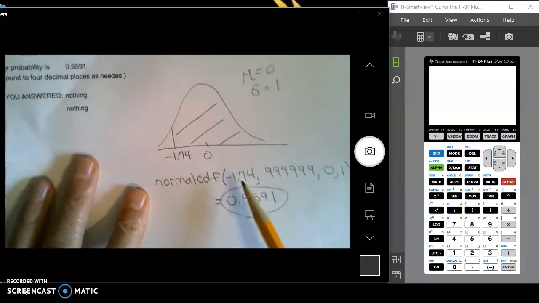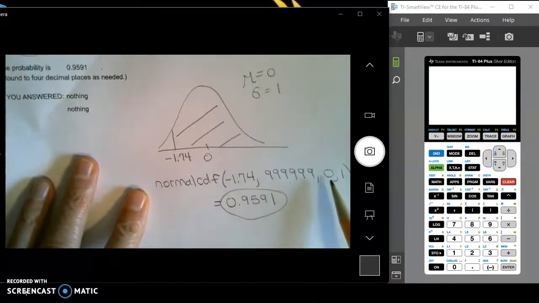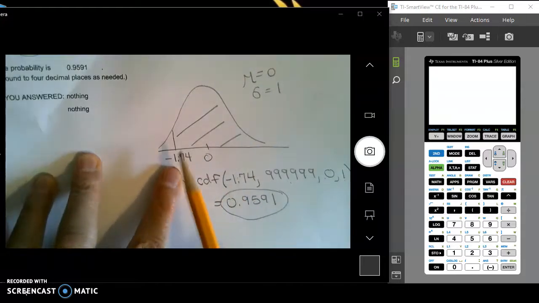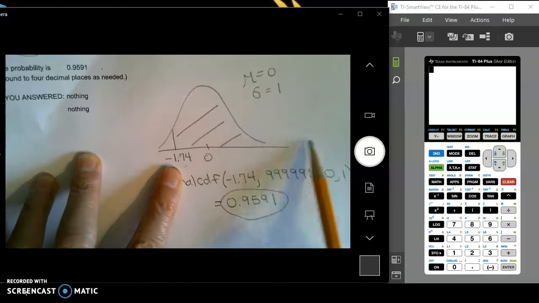So if you remember, you put the left, the right, the mean, and the standard deviation. For this first section, the mean and standard deviation are always 0, 1. In 6.2 and 6.4, these will be different. Okay. So this is my left value. This is the lowest part. It keeps going on to infinity.